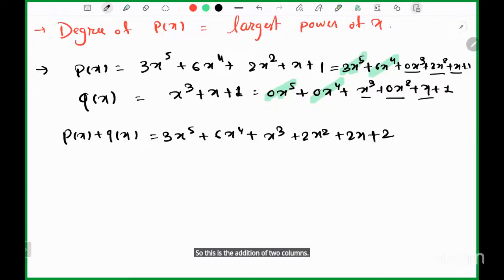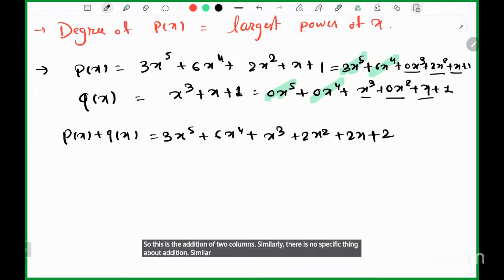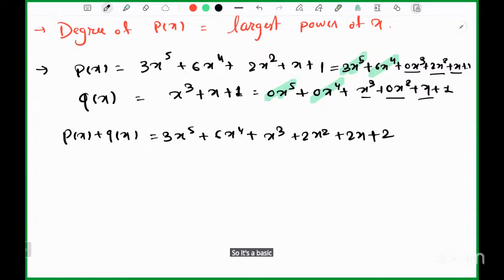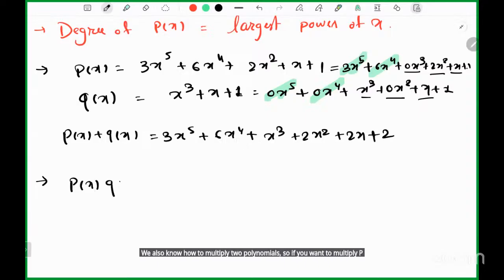Similarly, you can subtract two polynomials too. So it's a basic operation how to add and subtract any two polynomials. We also know how to multiply two polynomials. So if you want to multiply p of x into q of x, then what you have to do, you have to multiply term by term.